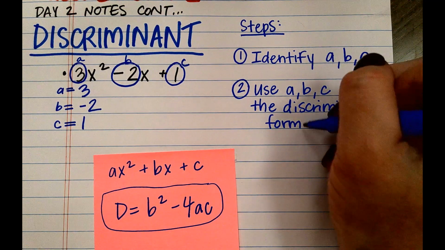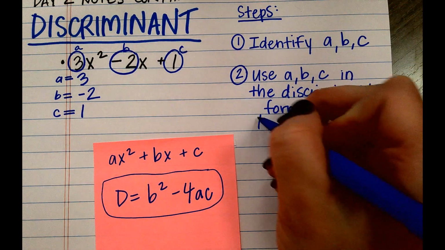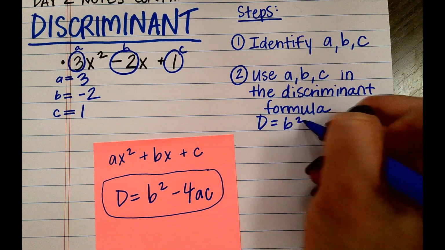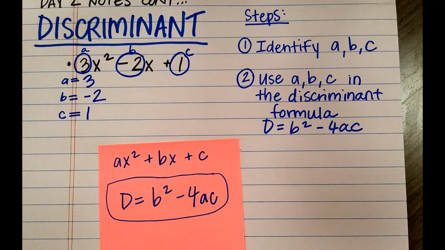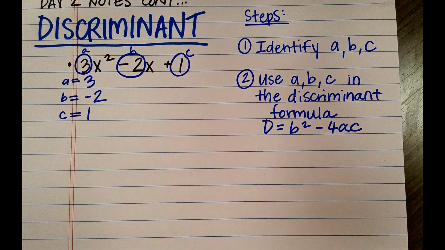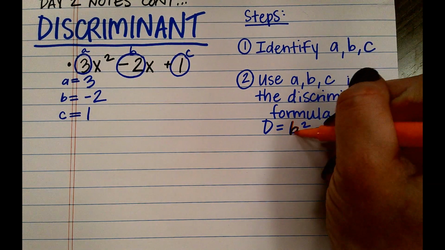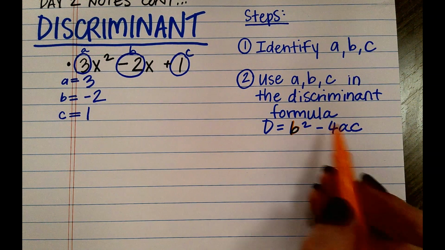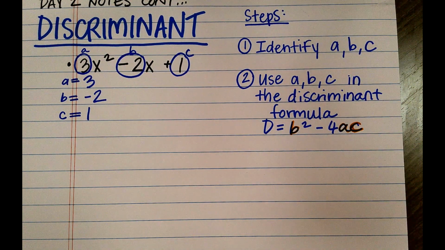I'll just write it one more time. D equals B squared minus 4AC. So, I like to leave myself some kind of blank spots to plug the numbers in. We're going to replace B. We're going to replace A. We're going to replace C. Okay?